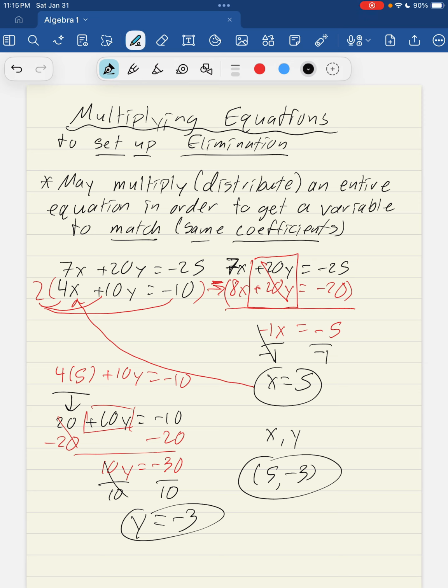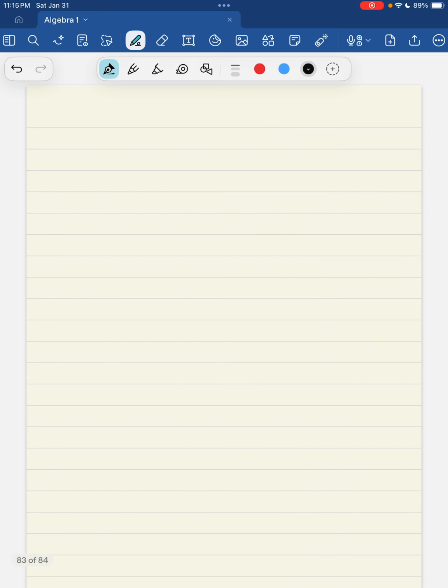You can always pause if you need to, slow down the notes. Sorry if I go too fast. The next one is going to be negative x plus 5y equals negative 7. And we've got a negative 4x plus 15y equals negative 28.